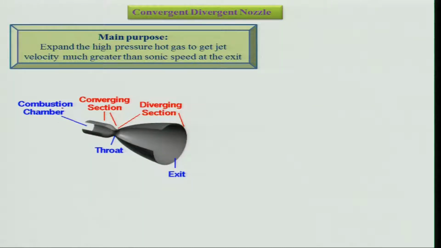Of course, the hot gases will be coming from the combustion chamber, particularly in the case of a rocket engine, whereas when I am using this convergent divergent nozzle in a ramjet engine, it will also be coming from a combustion chamber. But when I am using it in a fighter aircraft, of course, it is rarely used, then it will be coming from a turbine. The hot gases will be coming from the turbine.